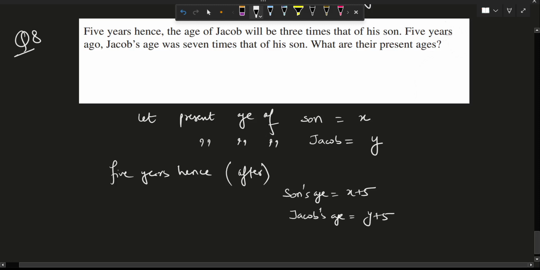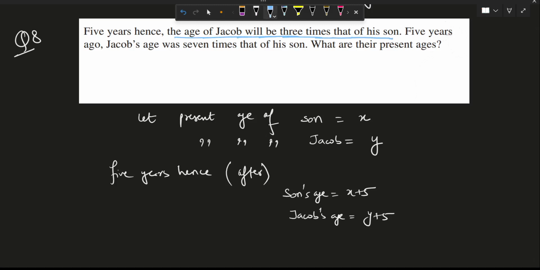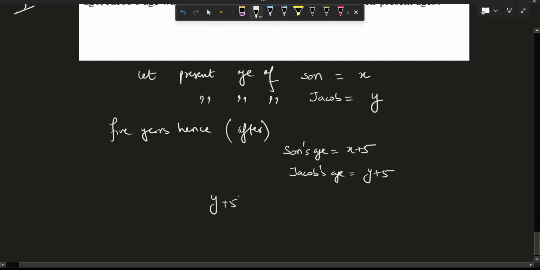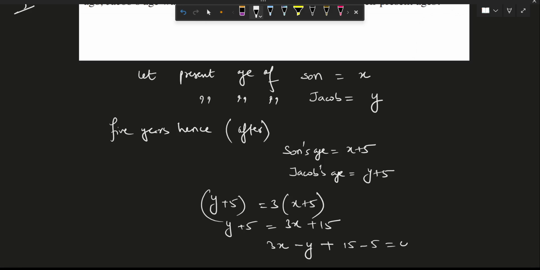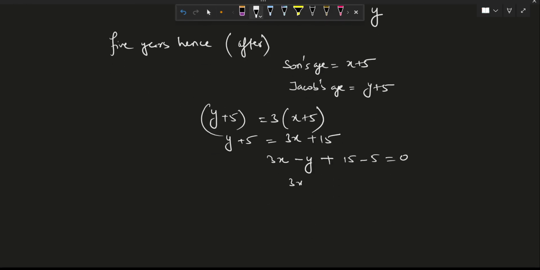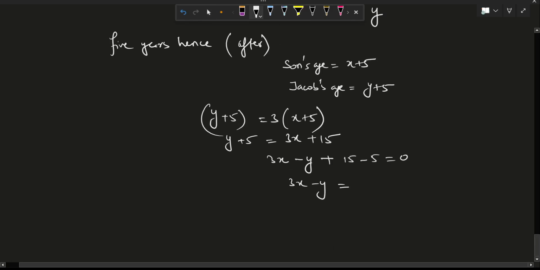Now there is a relationship also given. What is it saying? That the age of Jacob will be 3 times that of his son. So Jacob will be 3 times his son's age, meaning y plus 5 is equal to 3 into x plus 5. Y plus 5 is equal to 3x plus 15. Bring everything there. So 3x minus y plus 15 minus 5 is 0, which you will write as 3x minus y is equal to, it's 10, so minus 10. That's your equation number 1.